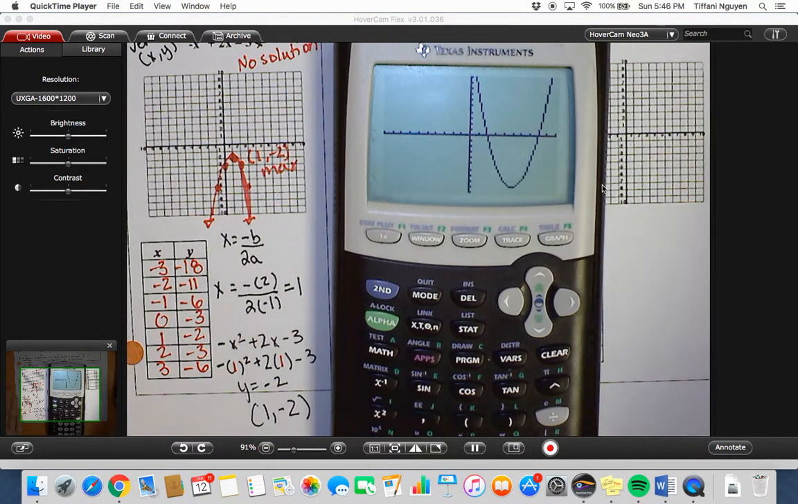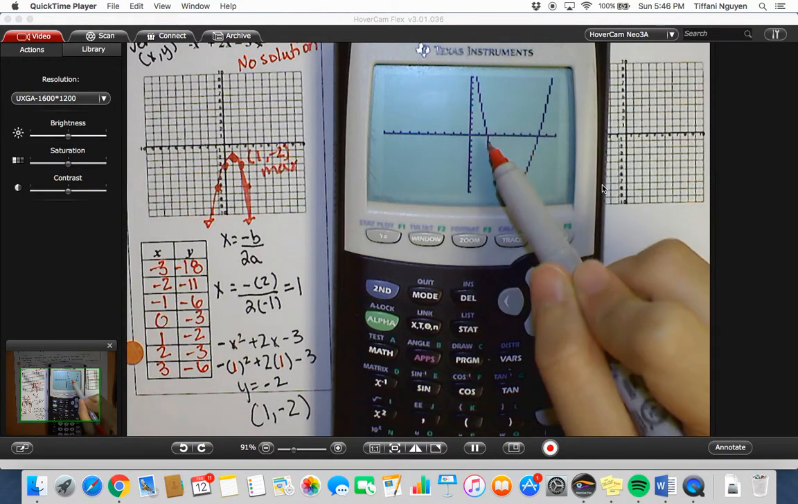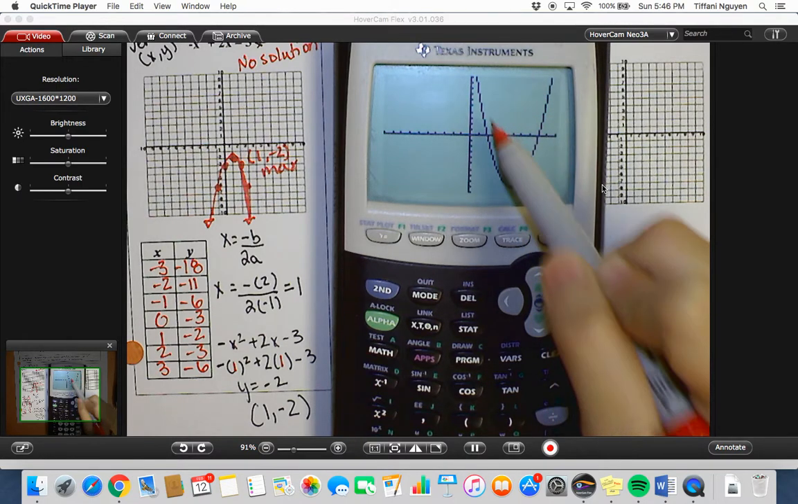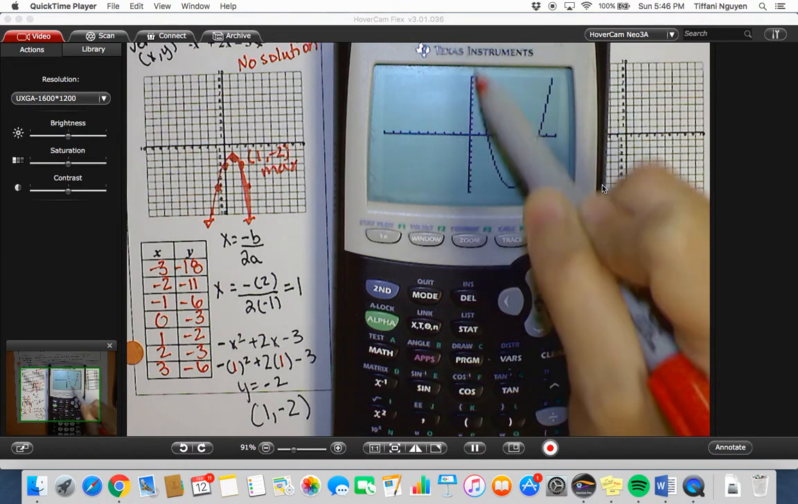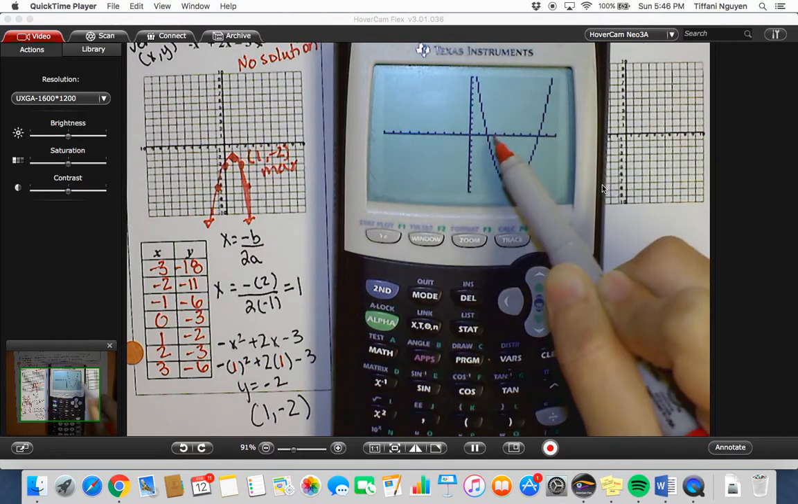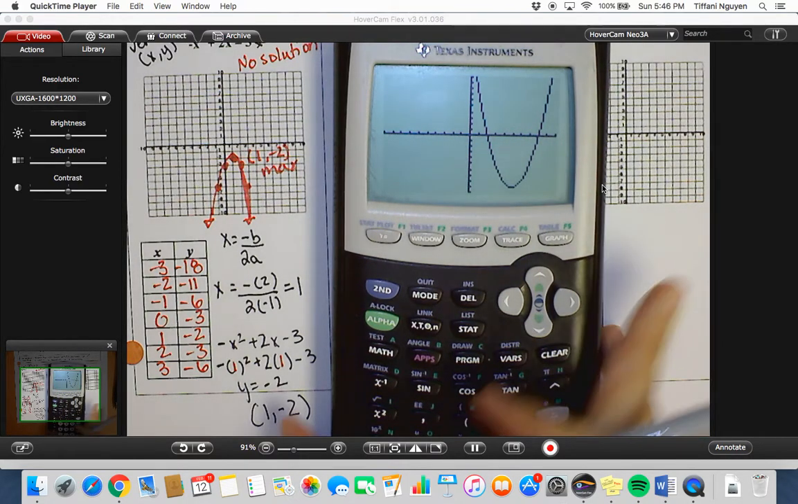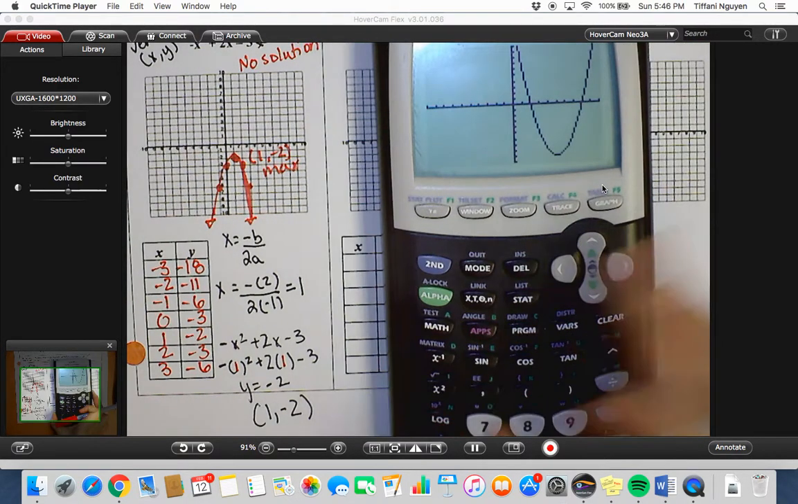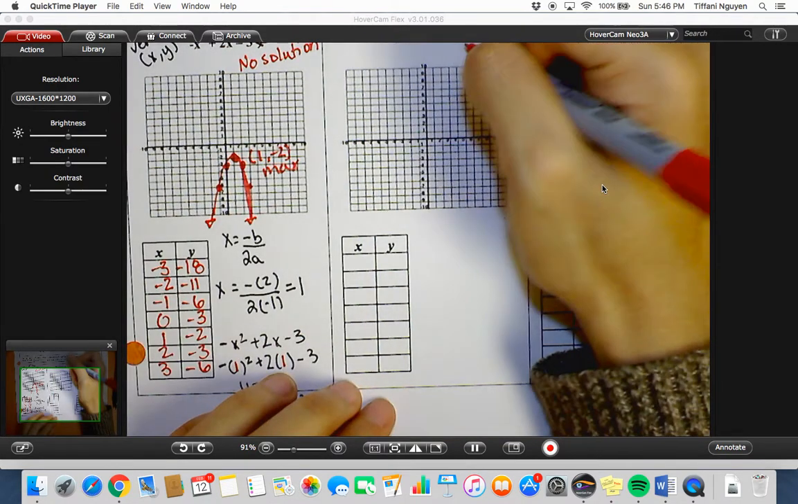Looking at this, how many roots do you see? If you guess 2, you are correct. Remember, a root or a solution is where your parabola, this curved line, crosses the x-axis. So there's 1, 2 right there. So I'm going to go ahead and write down 2 solutions.